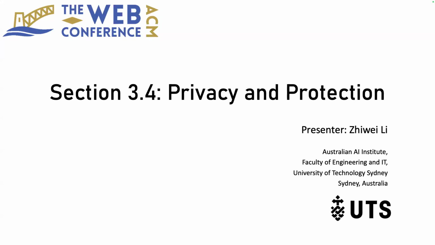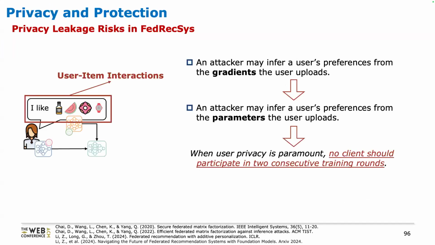device, from cryptography and differential privacy to lighter weight obfuscation methods. On the left, you can see the flow. A user's private interactions generate local model updates, first the gradients, then parameters that may get sent to the server. Research has shown the updates aren't harmless.